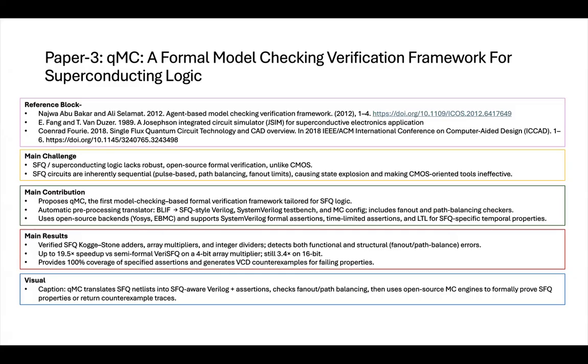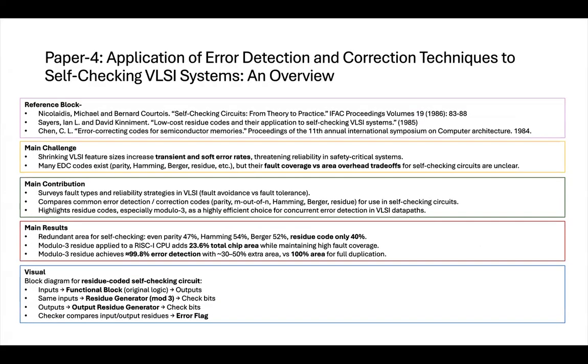The model checkers then either prove these functional and timing properties or produce counterexample waveforms when they fail. On benchmarks such as Kogge-Stone adders, multipliers, and dividers, QMC finds both functional and structural bugs and can be up to about 20 times faster than VeriSFQ. The main takeaway is QMC turns SFQ verification into an automated open source formal flow instead of relying on slow ad hoc semi-formal methods. The final paper is application of error detection and correction techniques to self-checking VLSI systems.